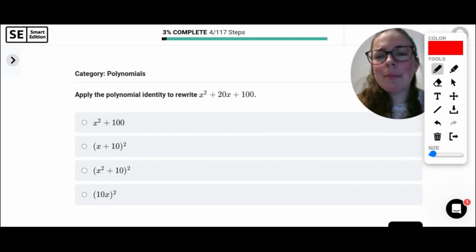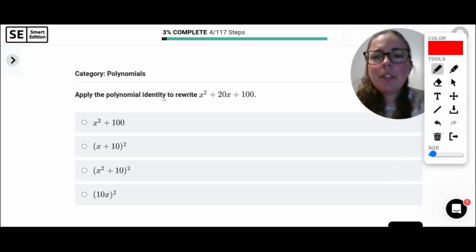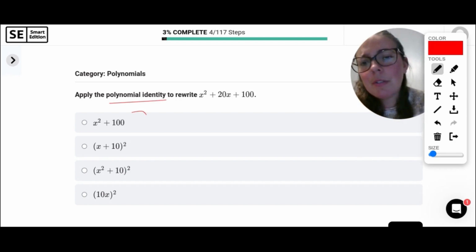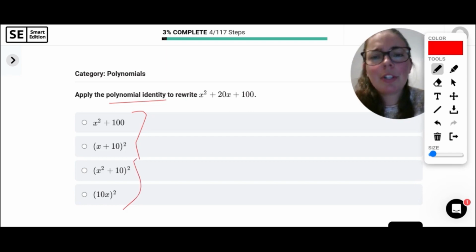So this question says, apply the polynomial identity to rewrite x squared plus 20x plus 100. If this verbiage is confusing, you don't know what that means, don't worry about it. Let's just try to factor this. Okay, notice how all of our options look like factored forms. So we have to figure out which one is correct.